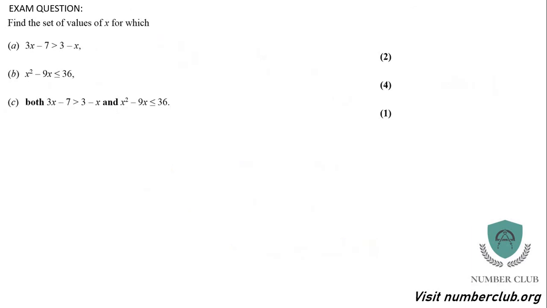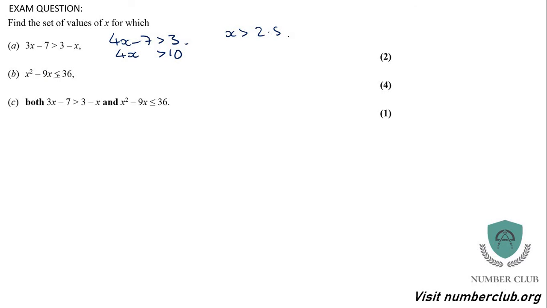Okay, moving on, last question, have a little look at it and then we'll get started. You can try it out yourselves if you want. All right, first we're going to add on x onto each side. 4x minus 7 is going to be greater than 3. Add on 7 onto each side. 4x is going to be greater than 10. Divide through by 4. x has got to be greater than 2.5.